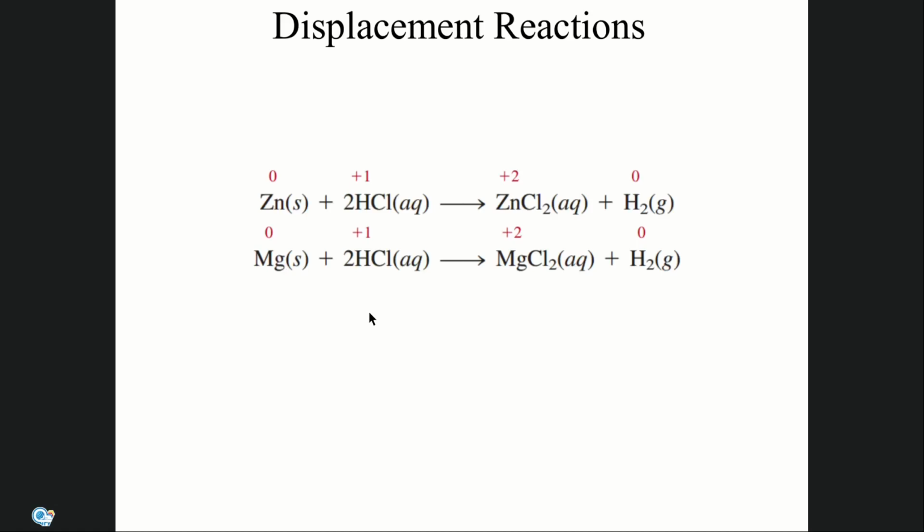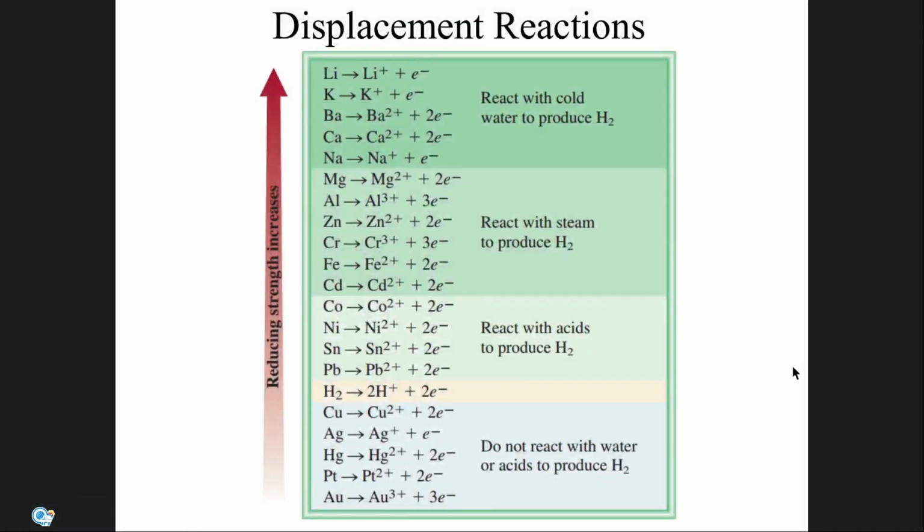In fact, any metal listed in this series will react with any metal in a compound below it. For example, zinc is above copper. So zinc metal will displace copper ions from copper sulfate, for example, or another salt. Zinc is here, copper is here, so zinc will displace copper ion.